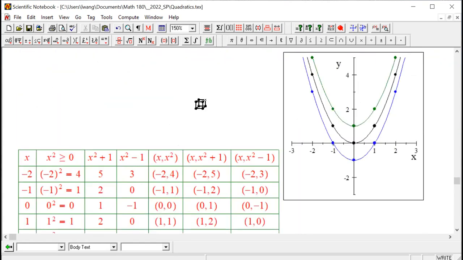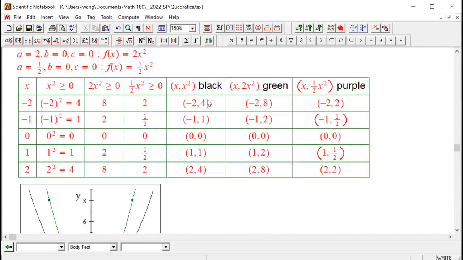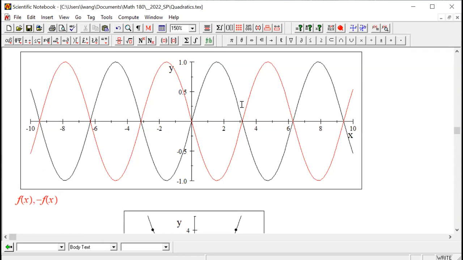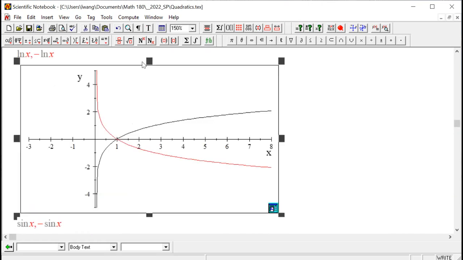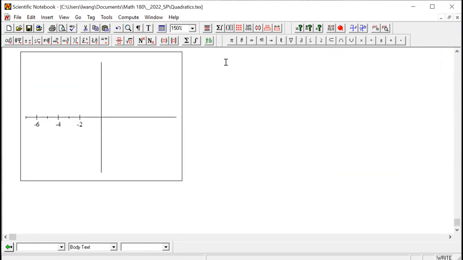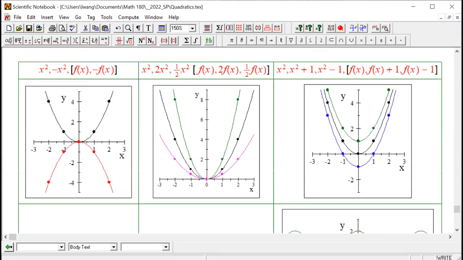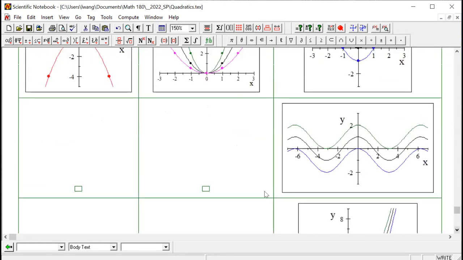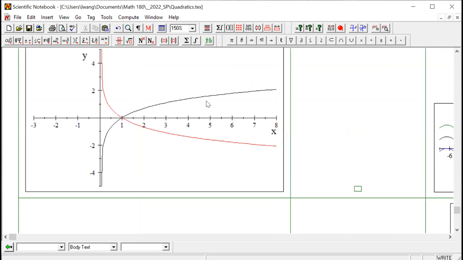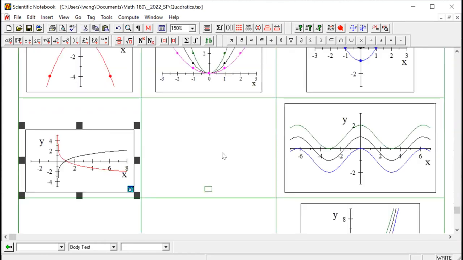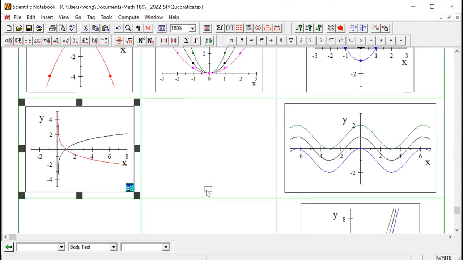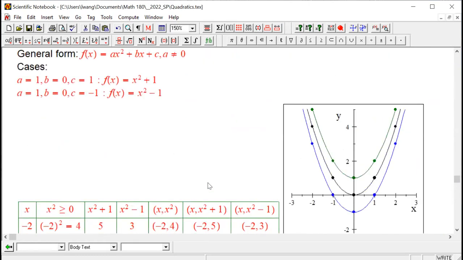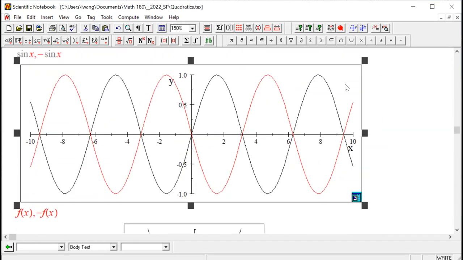And for cosine, for the sine, for the flipping over, we really did some very interesting examples, didn't we? ln x, negative ln x. So this is a very good example. Okay, so I'm going to bring that over. I like that example. These examples are going to be very useful for you. E to the power x, so that example. And we did a sine. I think the sine example is also very nice.